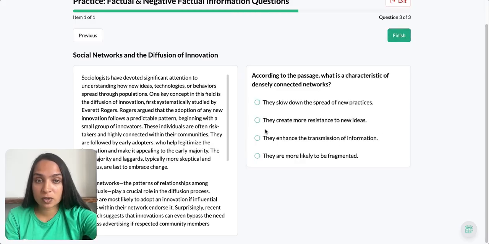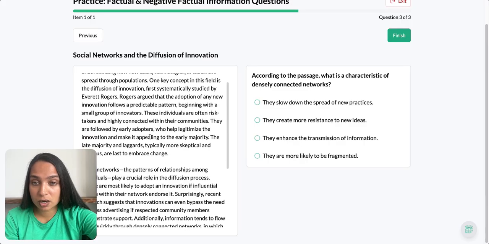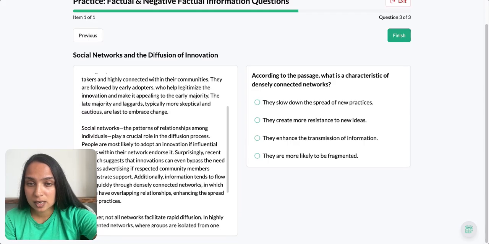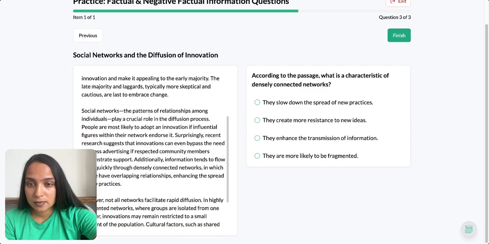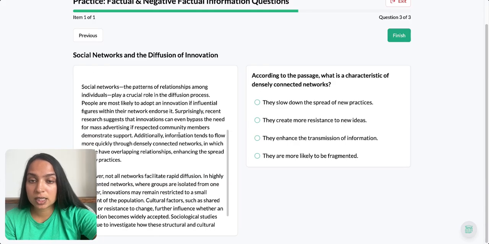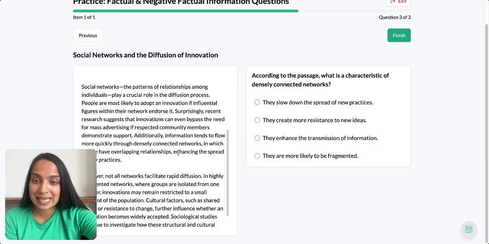Okay, last question for this passage. According to the passage, what is a characteristic of densely connected networks? Okay, so let's go up to where we're talking about densely connected networks. Here we have additionally, information tends to flow more quickly through densely connected networks in which people have overlapping relationships, enhancing the spread of new practices.